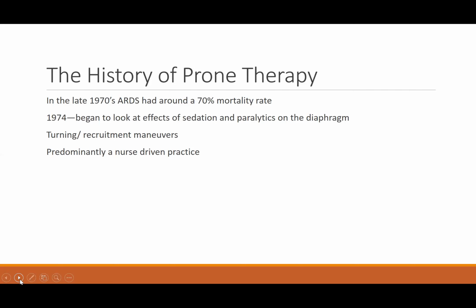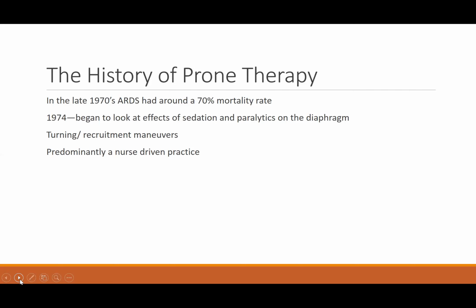So something that I think is kind of interesting is how therapies develop and how they change over time. And with ARDS, in the late 70s, this disease process had around a 70% mortality rate. So that's incredibly high. And it really wasn't until the mid 70s where we started really looking at how sedation and paralytics affect different disease processes? How does it affect the way that people breathe and our ventilation? How does turning and recruiting maneuvers affect these things?